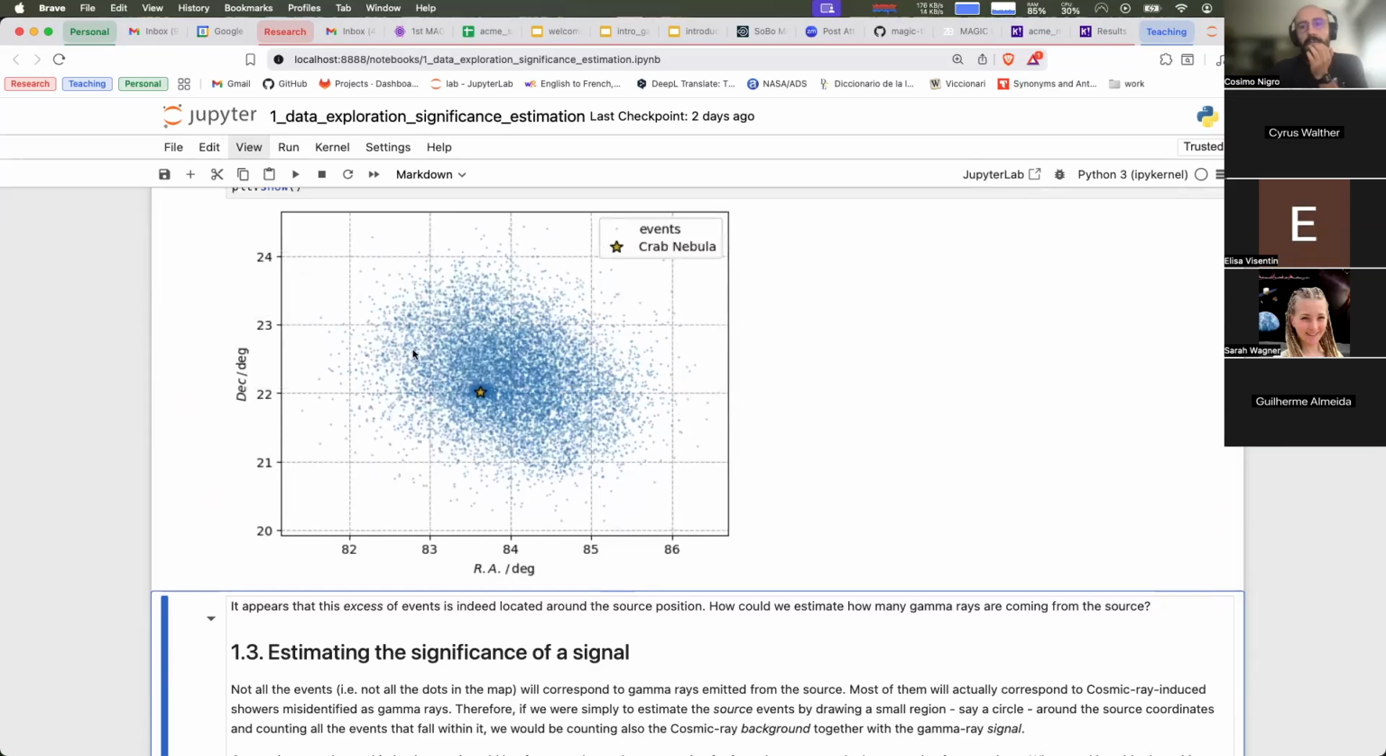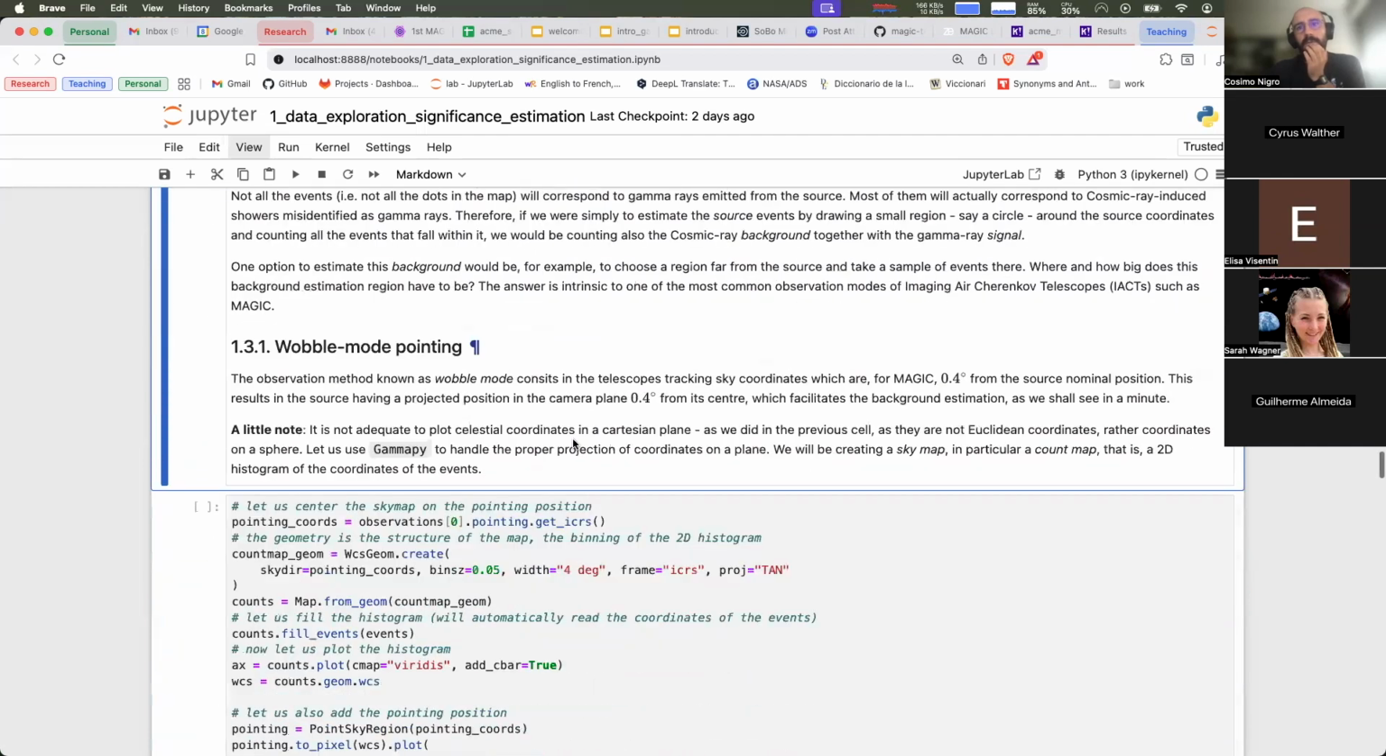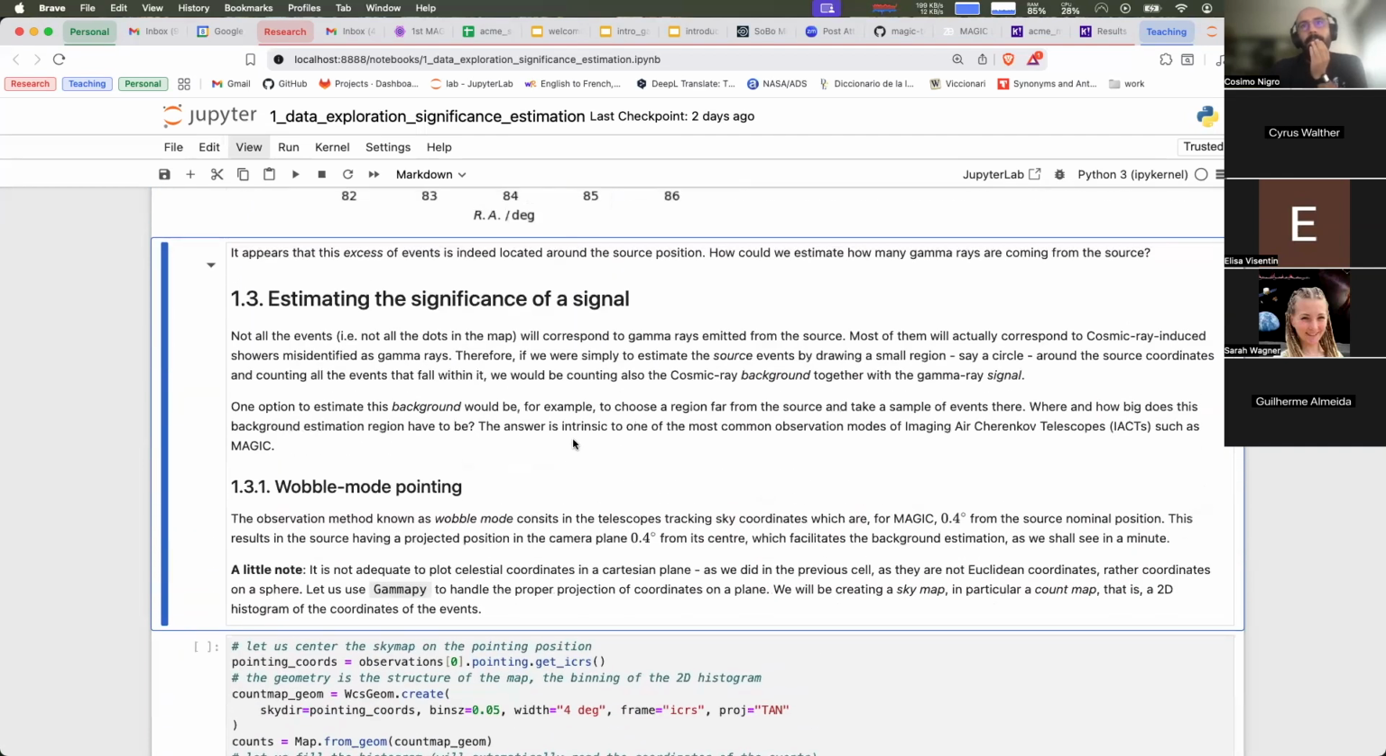In this field of view, there is no other gamma ray source, okay? In these few degrees of the sky that MAGIC is observing, the only active gamma ray source to our knowledge is the Crab Nebula. So there is no other gamma ray emitter. So what are these other dots? Just diffuse background. Exactly. It's basically background, it's just cosmic rays that have been misidentified as gamma, okay?